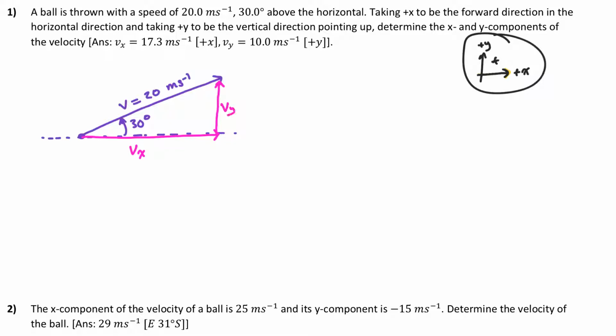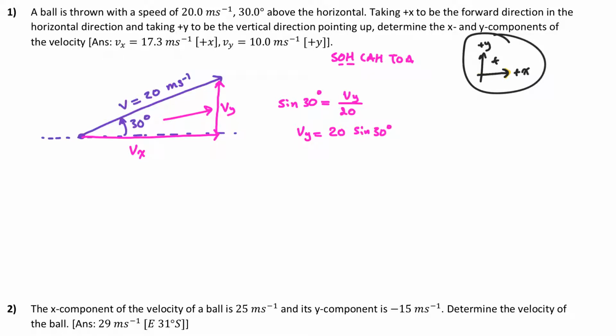I'm going to label this as Vy, and that's going to be the y component of my velocity. Now, if I want to find Vy here, that is opposite to my angle. And I'm going to use SOHCAHTOA. And for opposite and hypotenuse, I have to use the sine ratio. So sine of theta is equal to Vy over the hypotenuse, which is 20. And my angle here is actually 30. So I'll put that in. So then rearrange and I will get 20 sine 30.